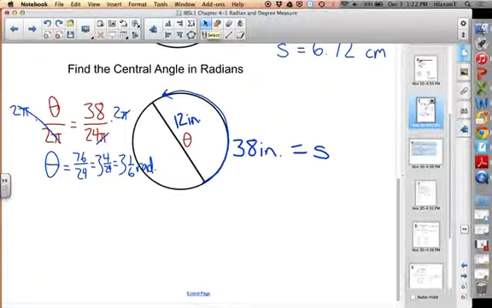If we had to find it in degrees, would we do theta over 360 equals C? Okay. Yes.